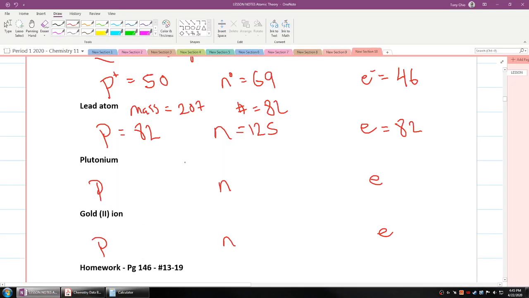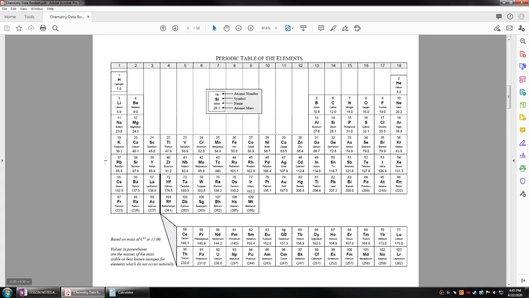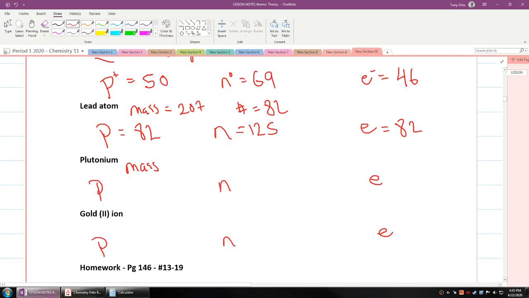Plutonium. If you look at our periodic table, we see plutonium has a mass of 244 and an atomic number of 94. So thus, it has 94 protons and 94 electrons. But in this case, neutrons, it has 150.